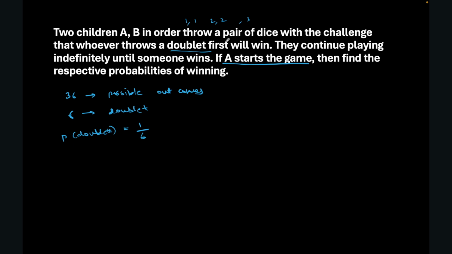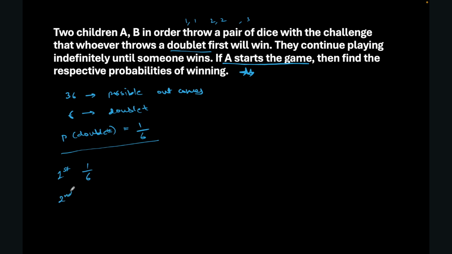Okay. Now this is the key information here. If A starts the game, okay? So let's say if A were to start the game, then what's the probability that he'll throw a doublet in the first throw? Well, that's just 1 by 6. Okay, that's easy. That's like the easiest situation.